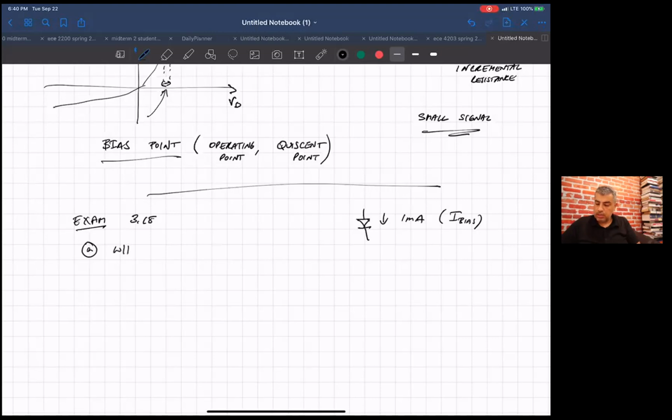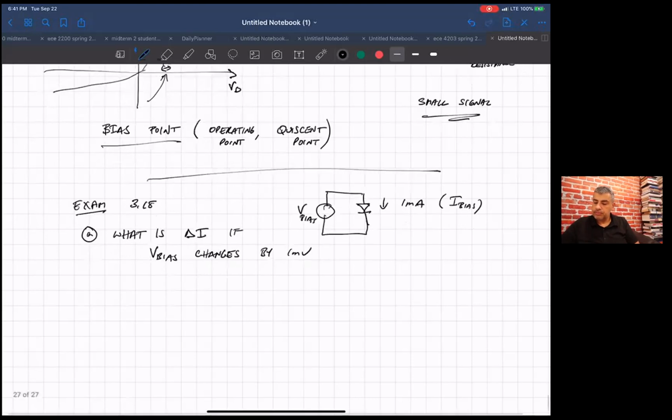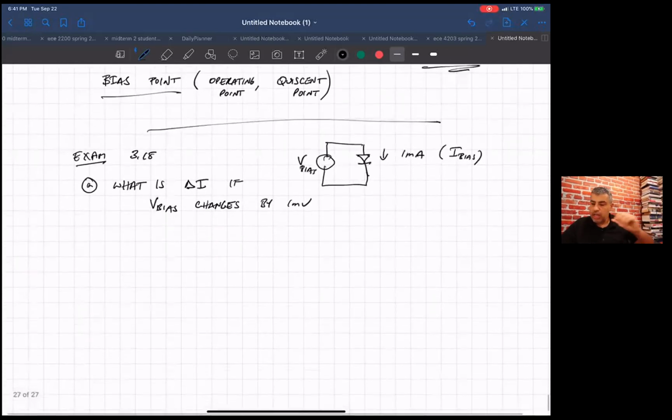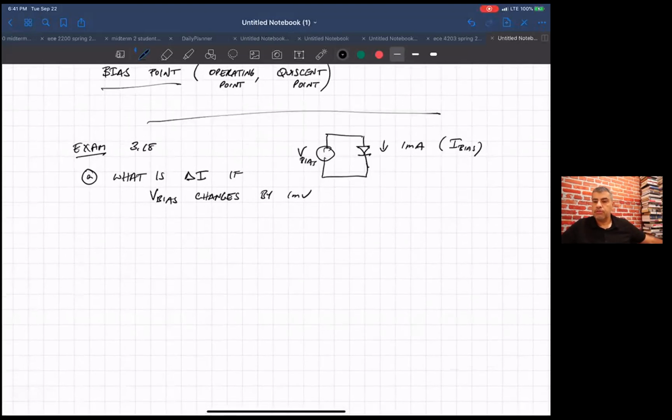And question A is, what is delta I, or this change in current, if, so we have this V bias. Okay, we have that. And if V bias changes by 1 millivolt, what happens? How much change in current would you get? I'll give you guys a couple of minutes to give that a shot. So I want to figure out delta I sub D.